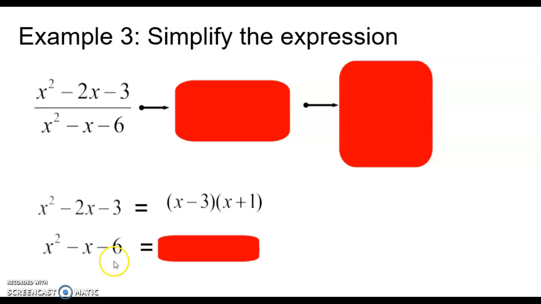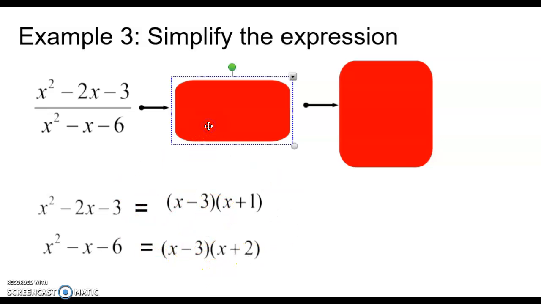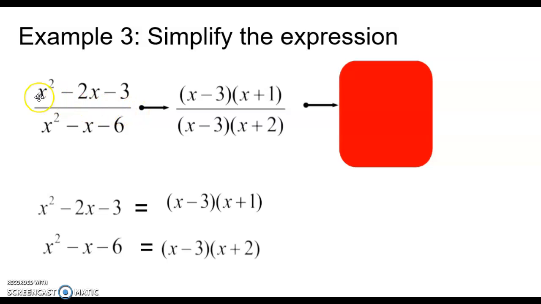Similarly, numbers that multiply to negative 6 and add to negative 1 are negative 3 and 2. So we have x minus 3, x plus 2. I'm simply going to plug these back in to both the top and the bottom. So we factored the numerator, we factored the denominator, and now we can look to simplify.